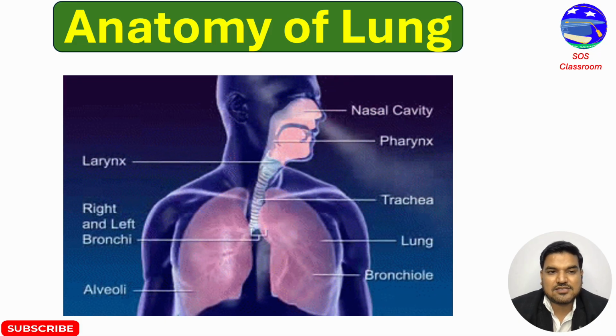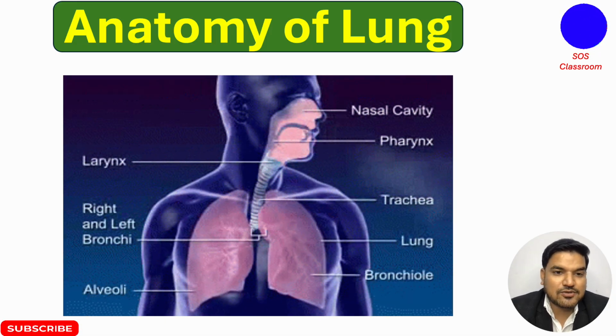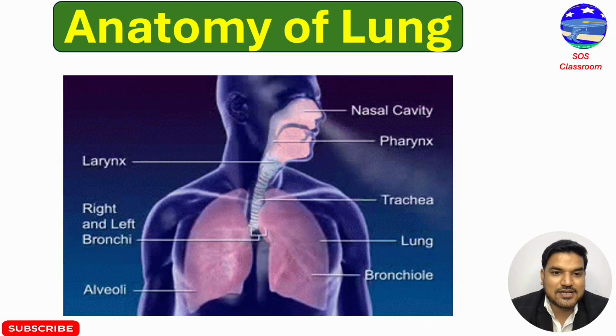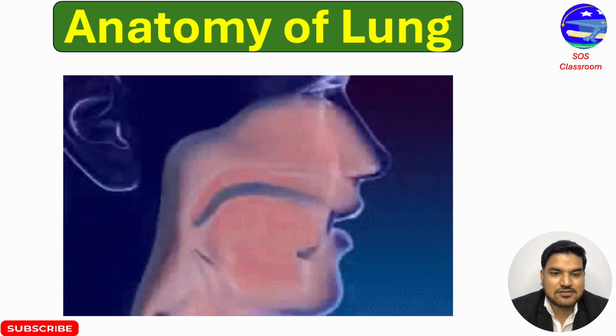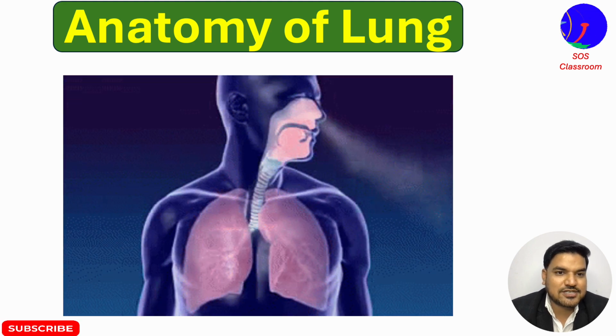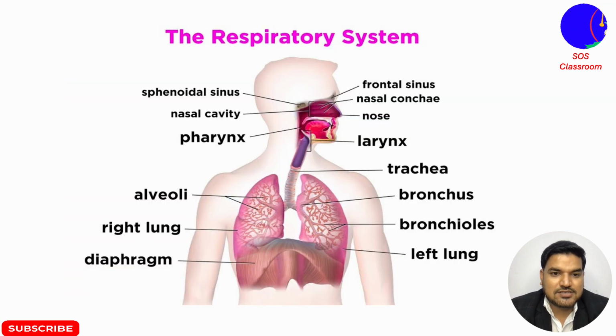In the lungs anatomy, there is confusion between the upper respiratory tract and lower respiratory tract. So first of all, we classify the upper respiratory tract and lower respiratory tract. First of all, see what the organs of the respiratory tract are. First is the nose, the nasal cavity, pharynx, larynx, trachea, bronchioles, alveolar duct, and alveoli. So these are mainly the organs of the respiratory system.